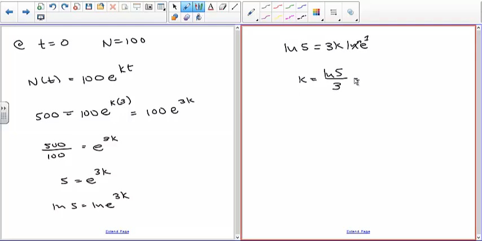Natural log of 5 divided by 3. So we get 0.536. So now we know that our function can be more clearly defined as 100e to the 0.536 t.